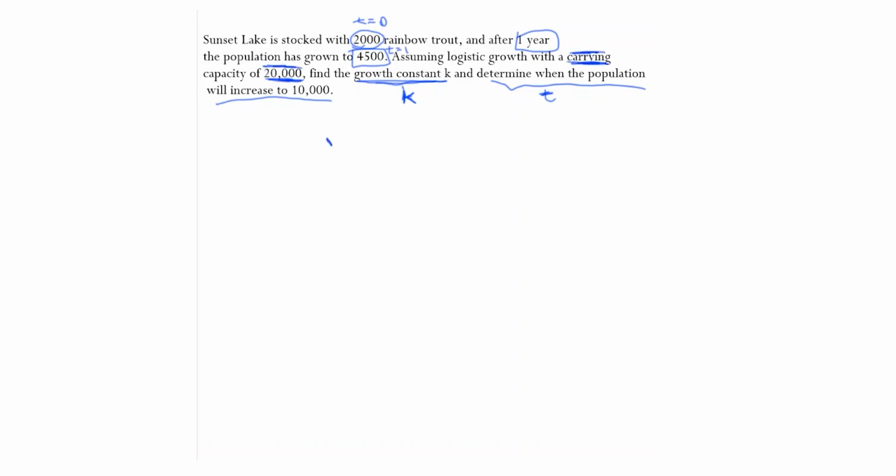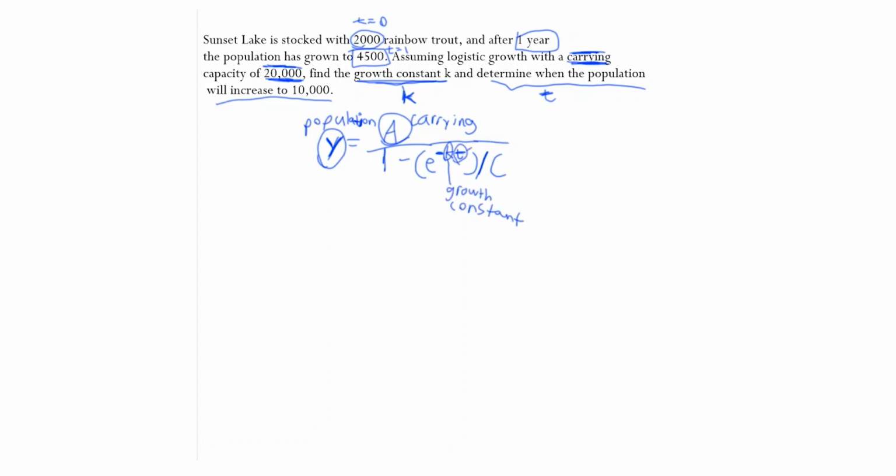Okay, so the specific equation we're going to use is y is equal to a over 1 minus e to the negative kt divided by c, where y is the population after a certain set amount of time, a is the carrying capacity, k is our growth constant, t is time, and c is some constant.